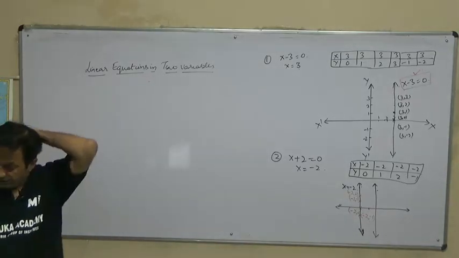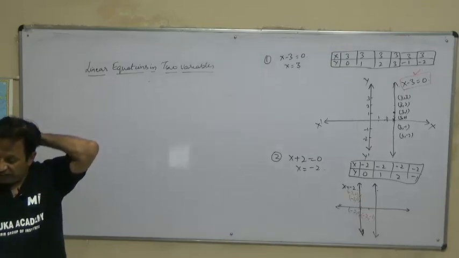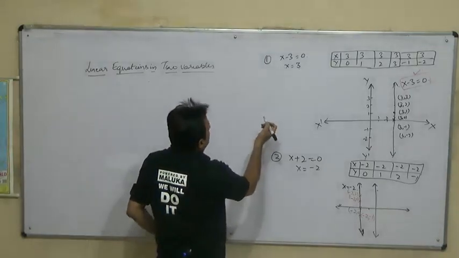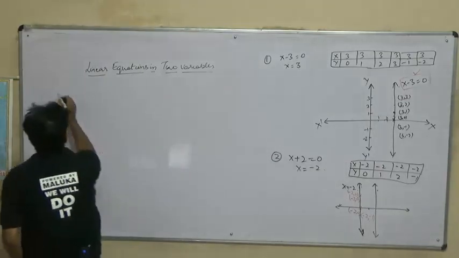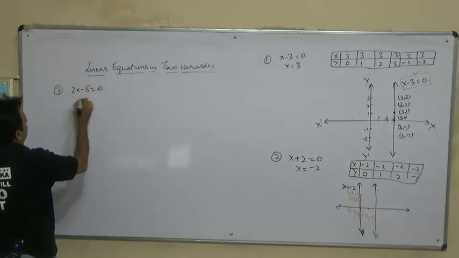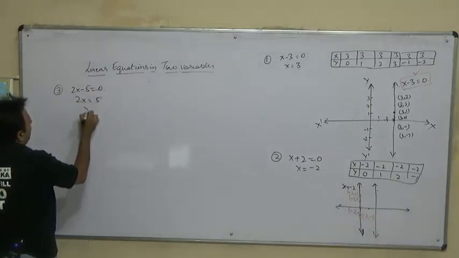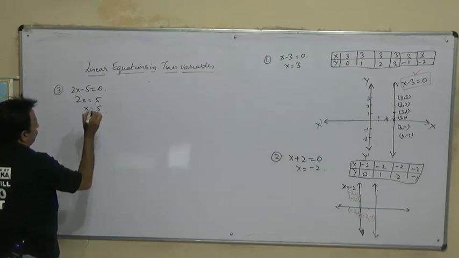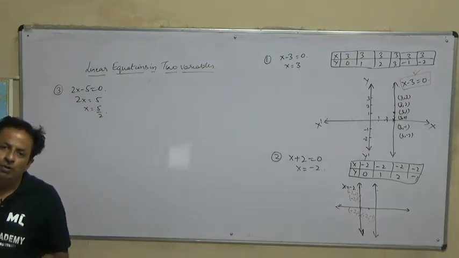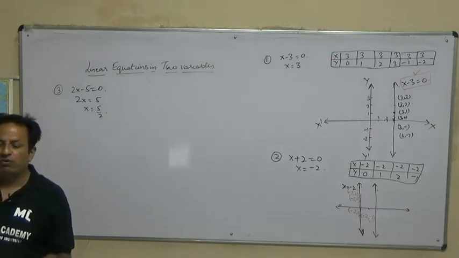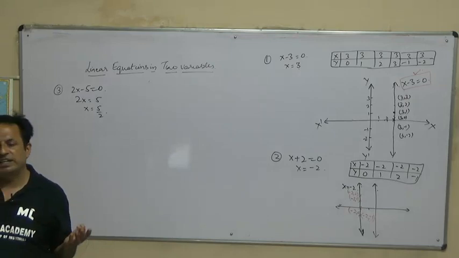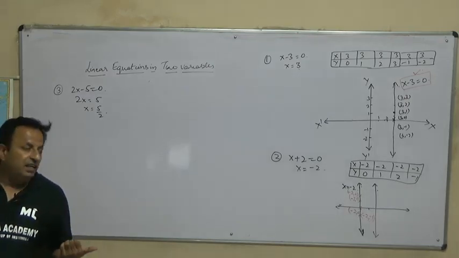Okay, next is 2x minus 5 is equal to 0. So we try the third graph here. Third will be 2x minus 5 is equal to 0, 2x is equal to 5, x is equal to 5 by 2. So what does this mean? Value of x will remain 5 by 2 irrespective of value of y. Y can be 0, y can be 1, y can be 2, y can be minus 1, and so on.